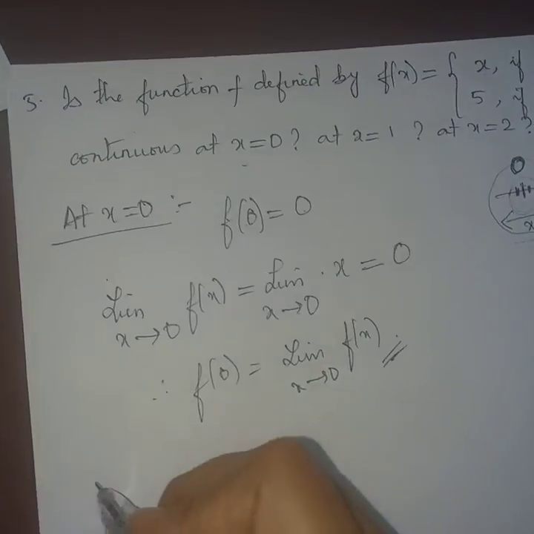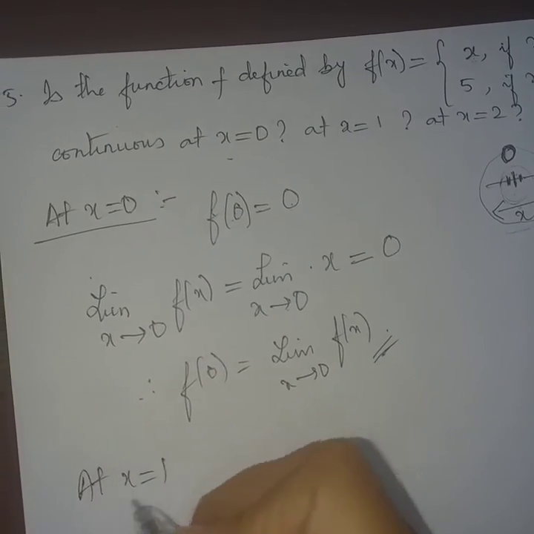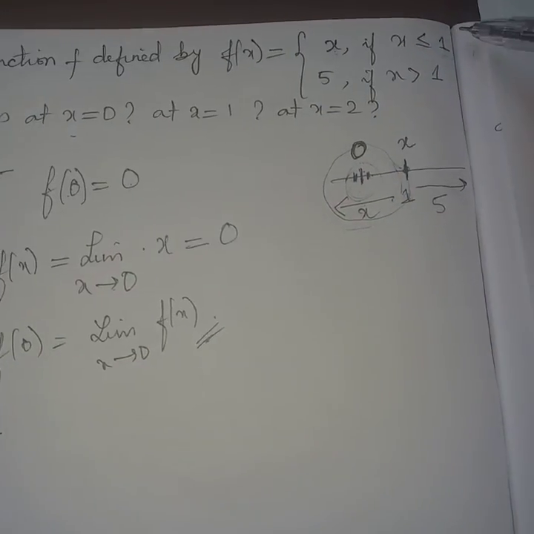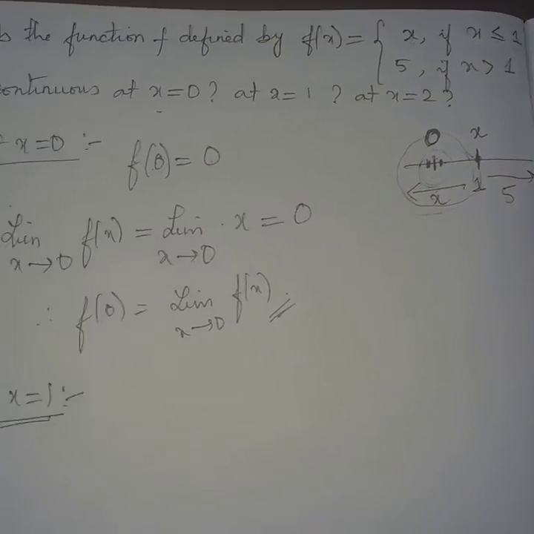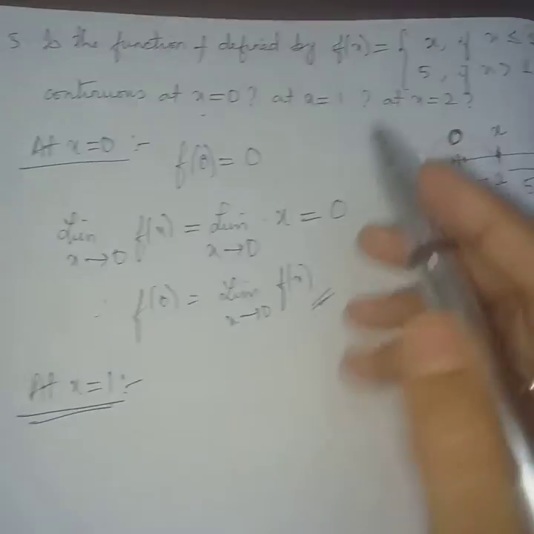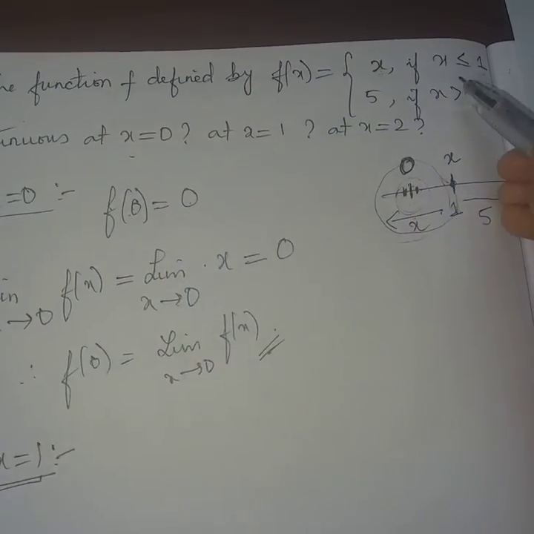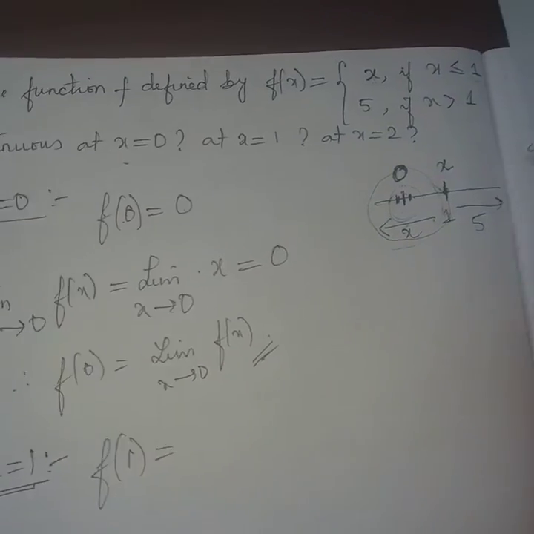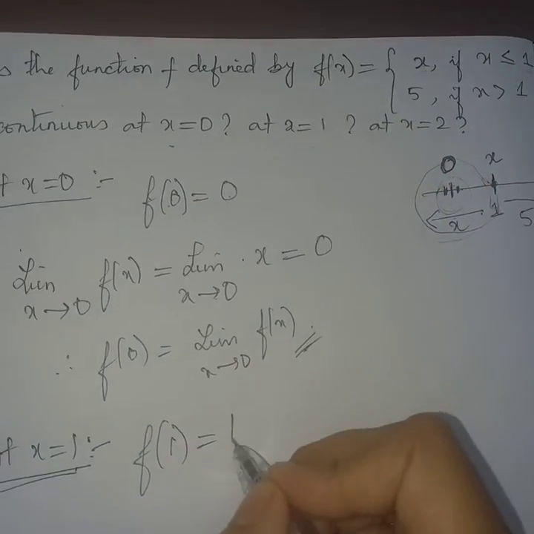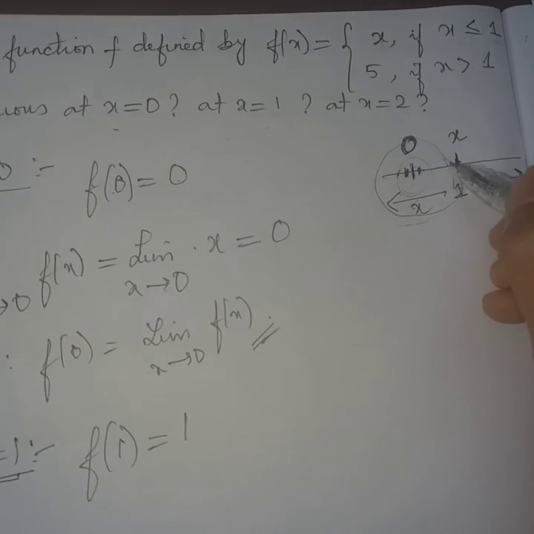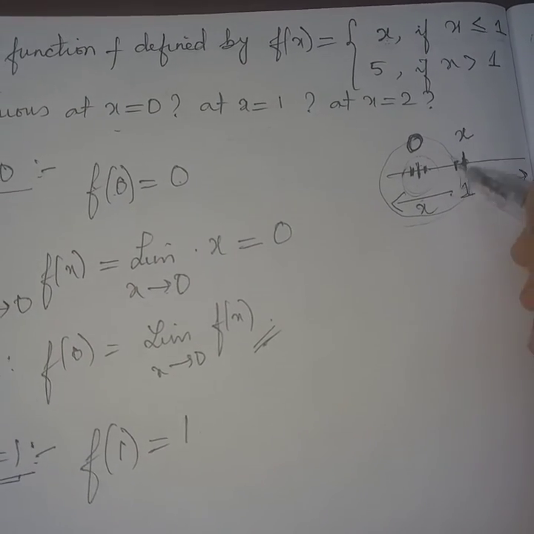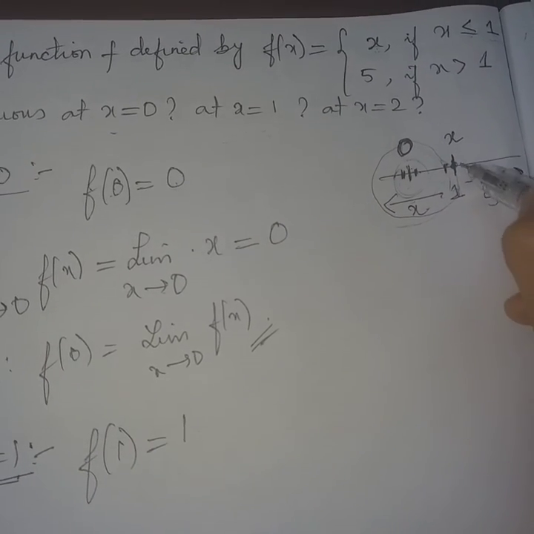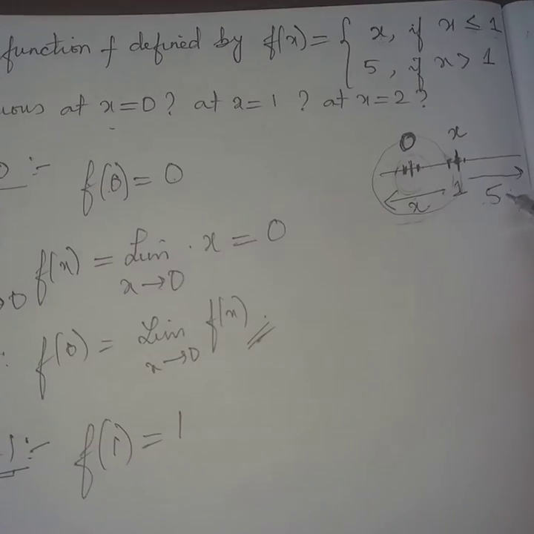Now at x equal to 1. Now x equal to 1 is the most crucial point we have to check, because our function is breaking at x equal to 1. This is the most crucial point at which we have to check. Now at x equal to 1, what is the value? f of 1 will be x, that is 1. Now for a point slightly less than 1, the function is x, and for a point slightly greater than 1, the function is 5.